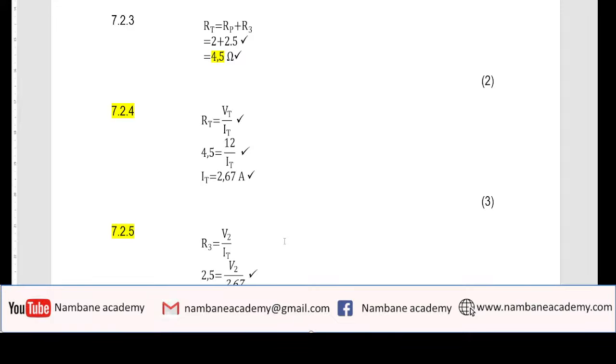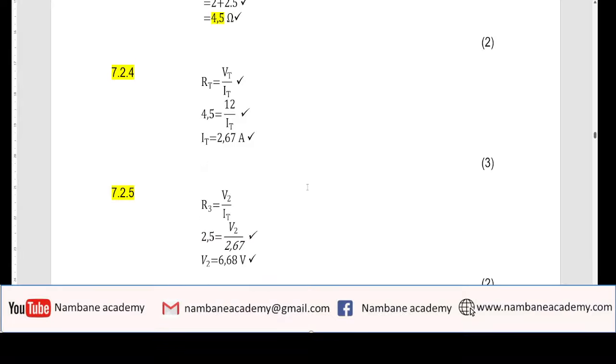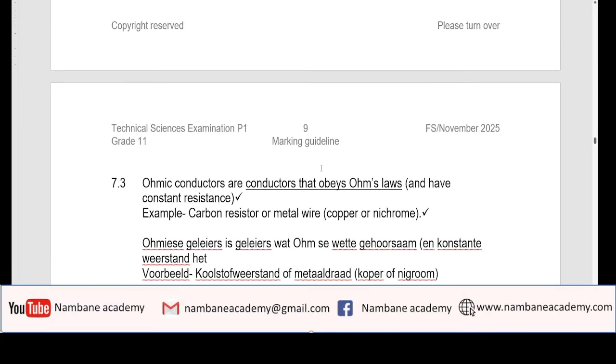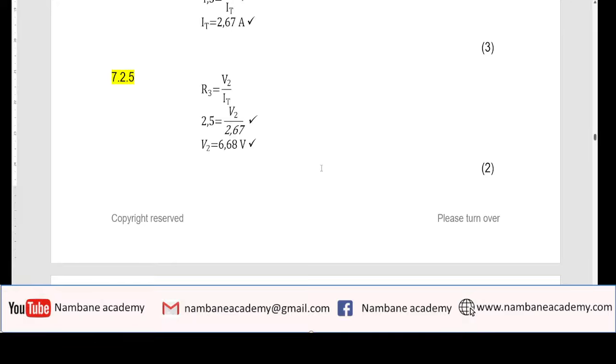At 7.2.5, it says calculate the potential difference V2 across the 2.5 ohm resistor. The formula says R3 equals V2 over I total. Substitution: 2.5 equals V2 over 2.67. And then the answer will be 6.68 volt. So there's a mark for the substitution and a mark for the answer.